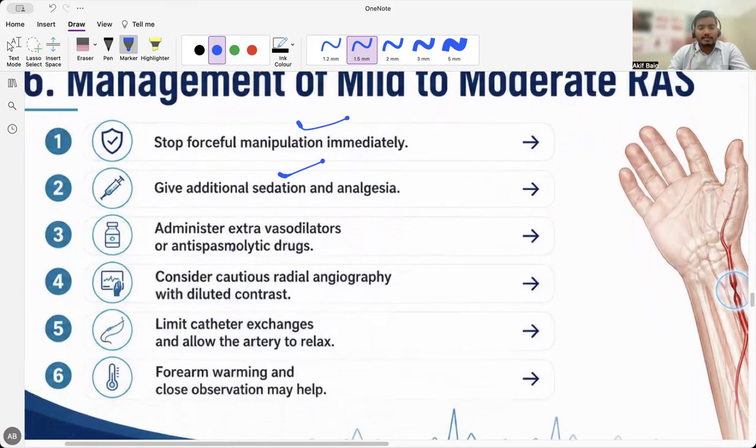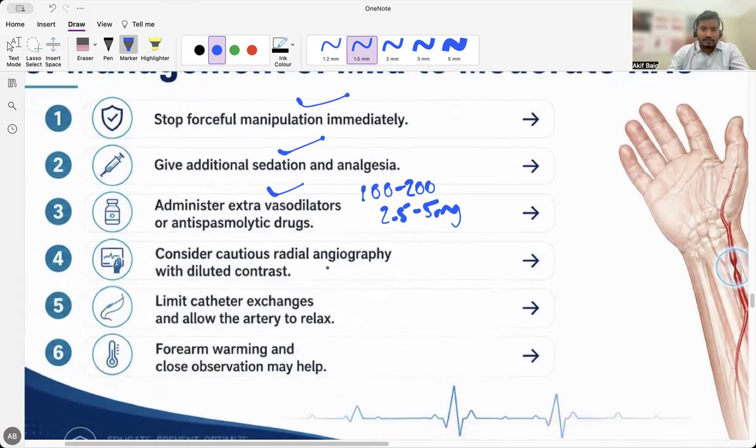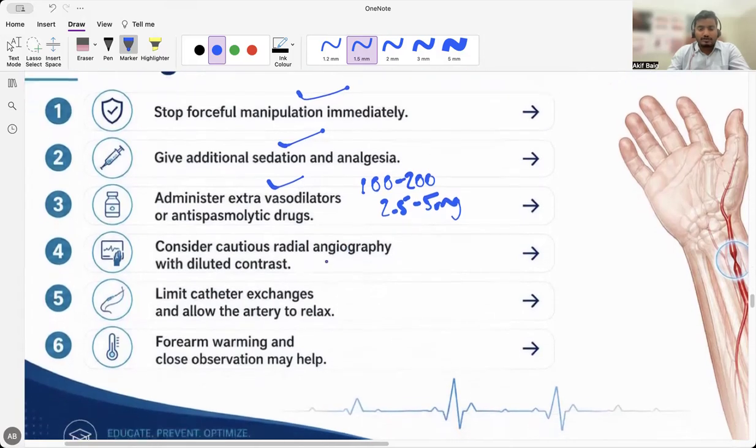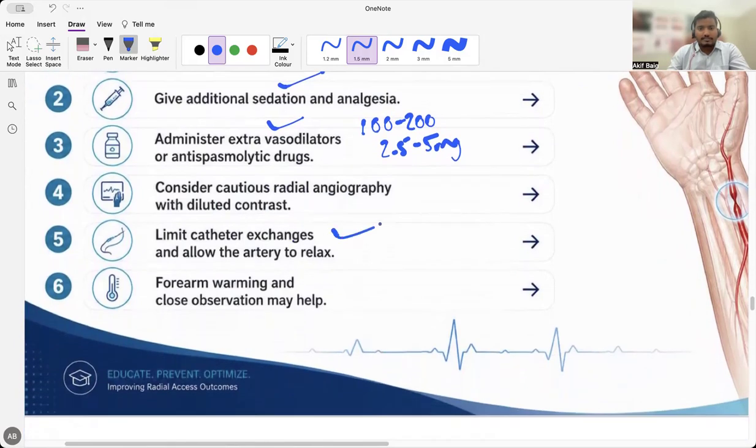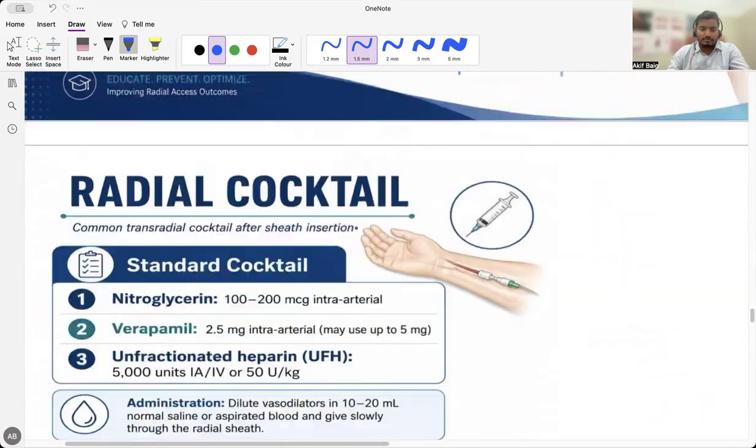You can administer extra vasodilators, like an extra 100 to 200 micrograms of nitroglycerin or 2.5 to 5 mg of diltiazem. You can try that as well. Consider cautious radial angiography with diluted contrast. Limit catheter exchange, as that can actually cause the problem.